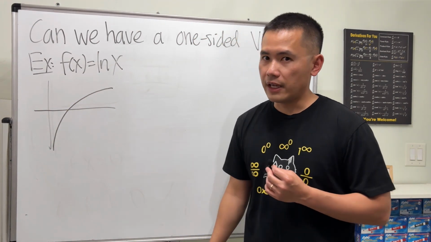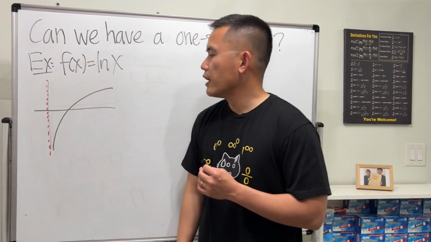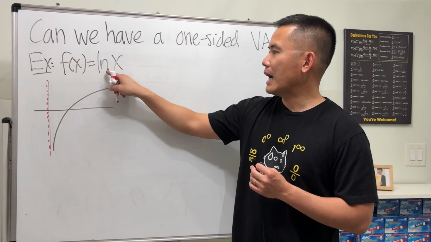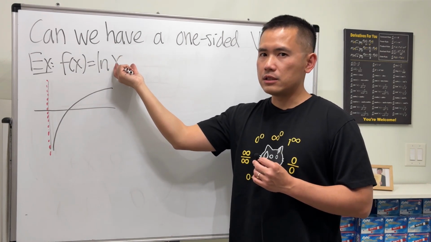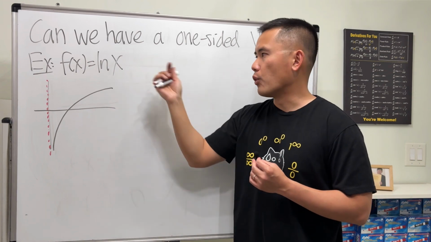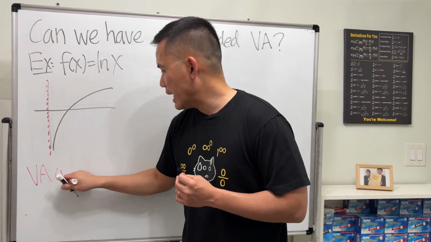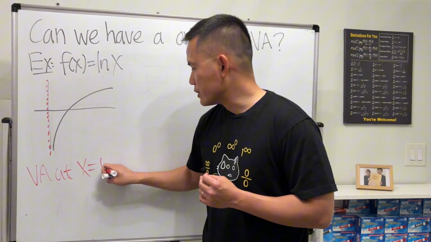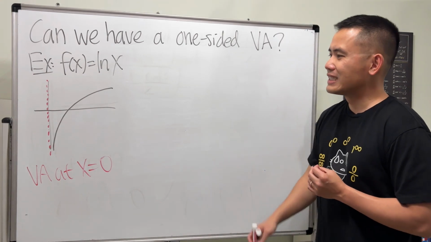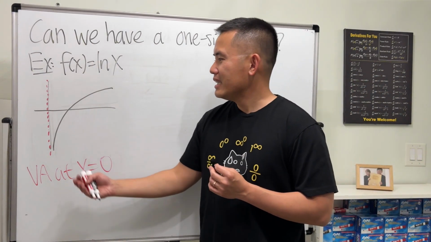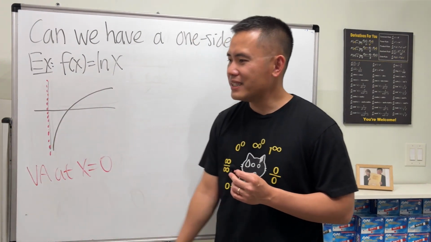This is how ln of x looked like, and we have the vertical asymptote right here. To find it, notice that we have ln of 0. Whenever the x value makes the inside 0, you have the vertical asymptote for ln. So right here, I will just say vertical asymptote at x equal to 0. It is just one-sided. But to me, this is not so satisfying because, yes, it's just one-sided because on the other side here, there was nothing, right?